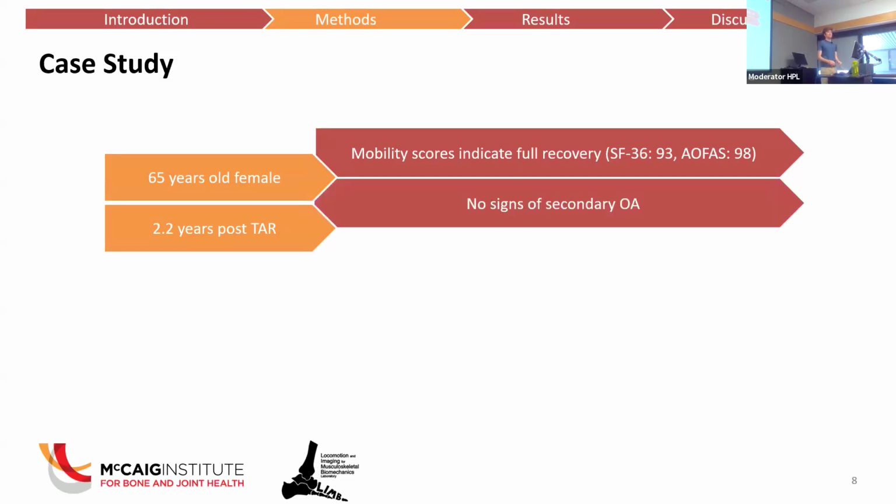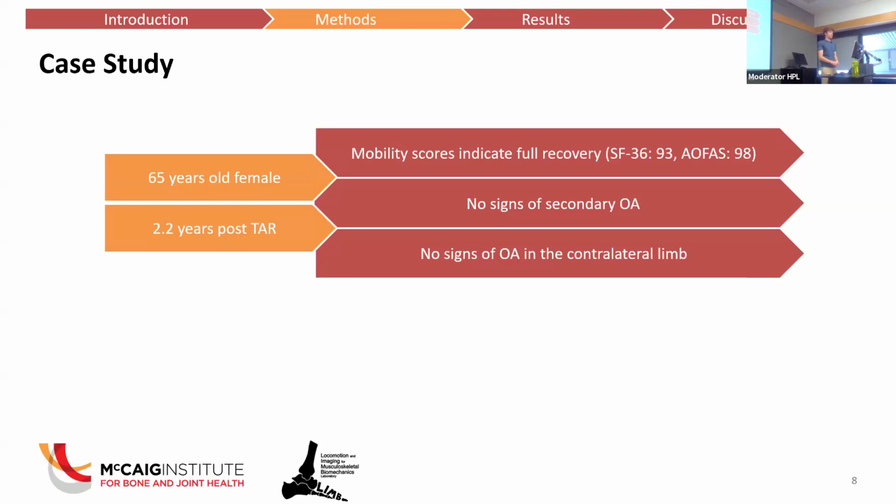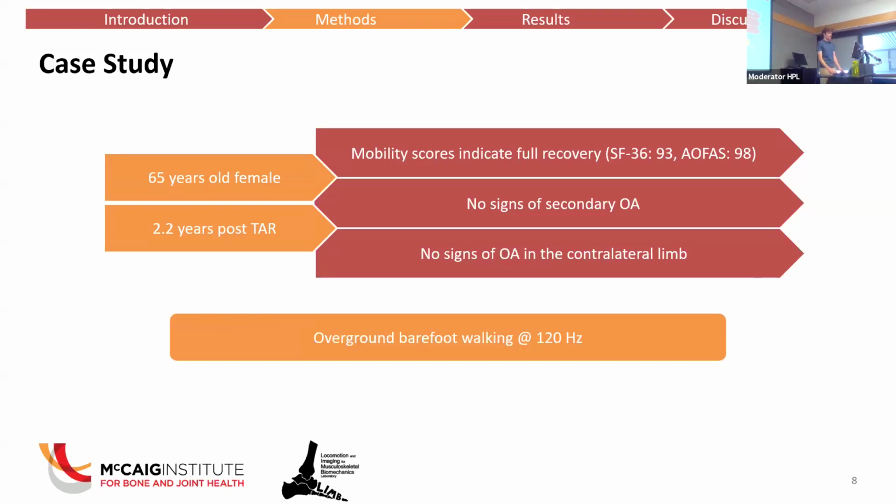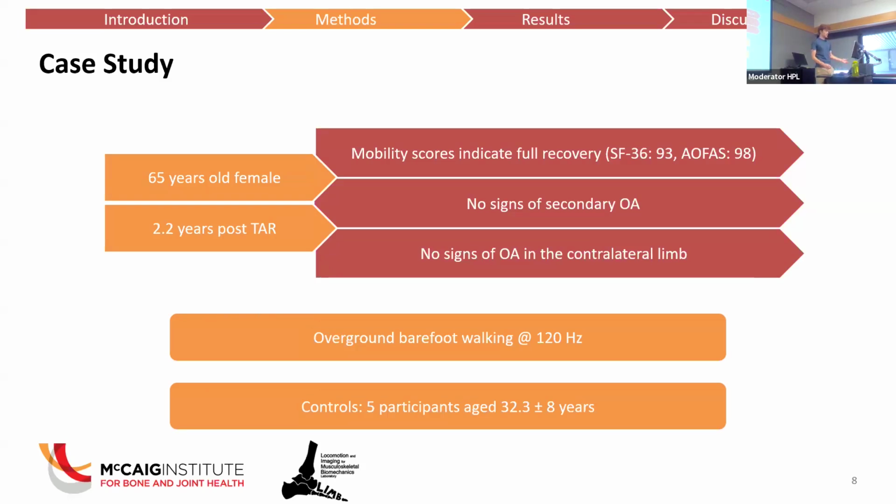There were no signs of secondary OA in any of her surrounding joints, although this was only 2.2 years after surgery, and those can take a while to develop if there was going to be secondary OA. And there were also no signs of OA in the contralateral limb. So for all intents and purposes, that looked like a healthy limb on radiographs. We performed an overground barefoot walking trial captured at 120 hertz. And then we also had some controls come in. So we had 5 participants as controls, aged about 32 years.